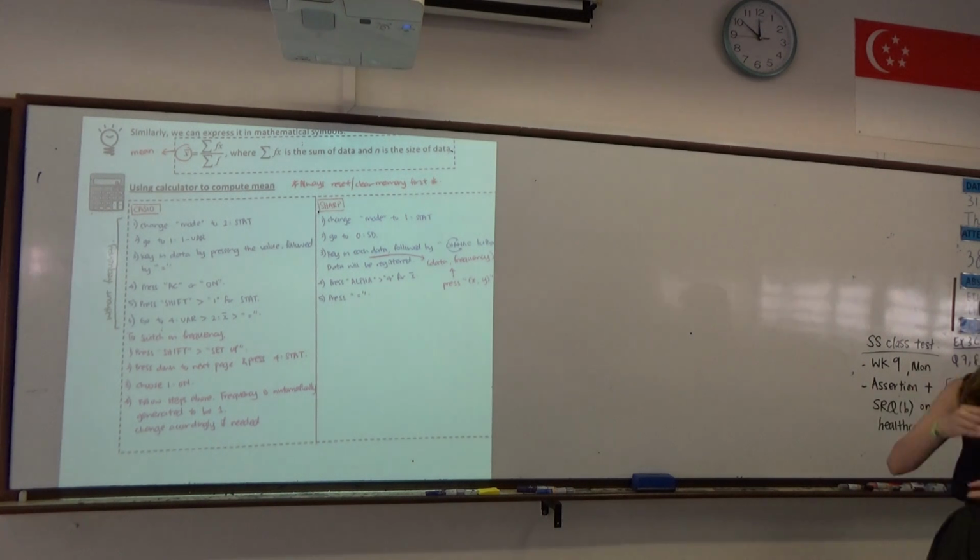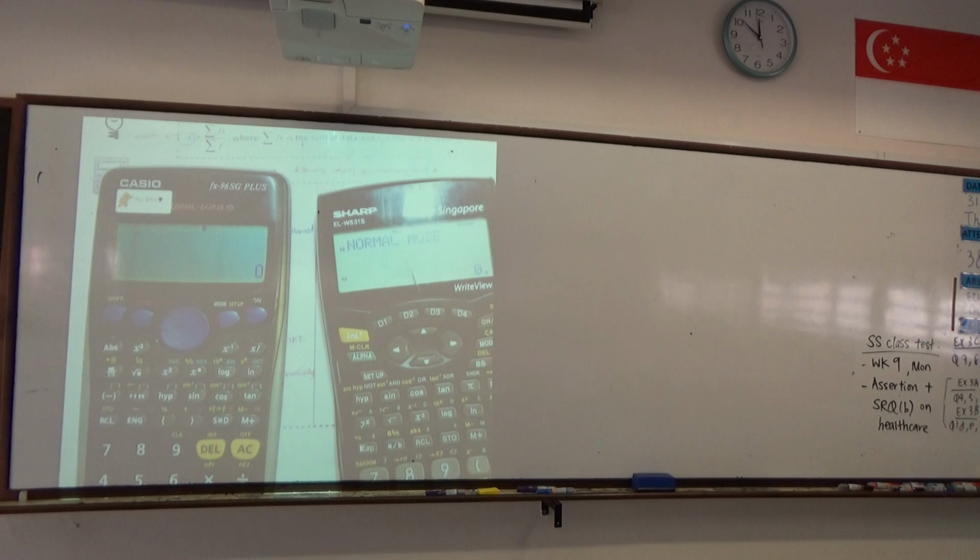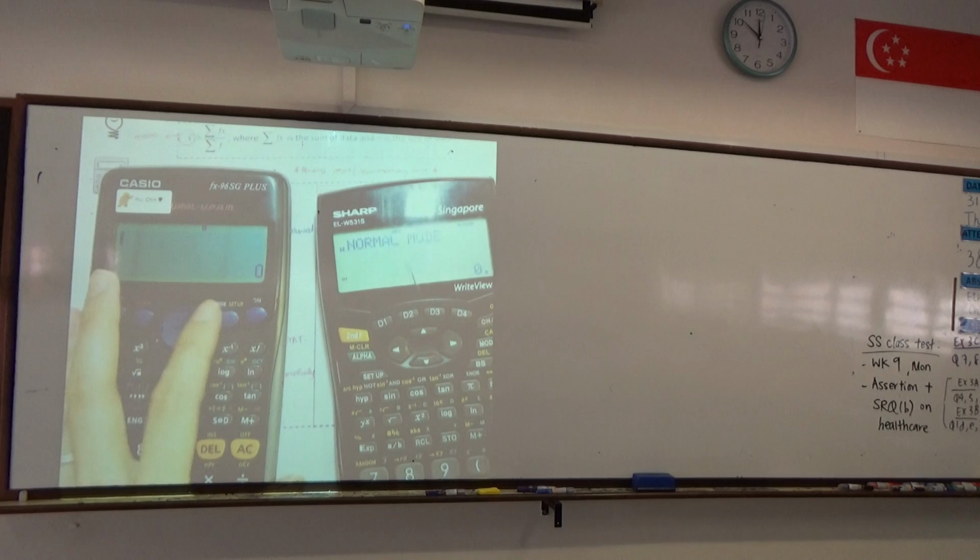Whereas for the Casio calculator, you will be able to see very clearly from the table itself what data is already there. But if I recall correctly, every time you go into an exam, or for O levels, they will ask you to reset your calculator, so your normal calculator mode.